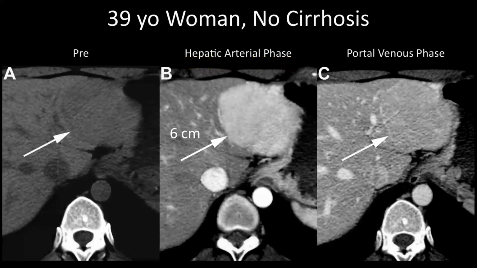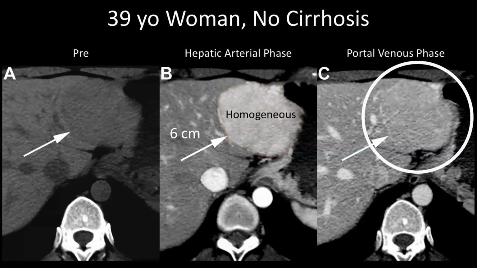And here's our prototypical example: a 39-year-old woman. This woman has no cirrhosis, and she has a 6-centimeter mass in her liver. And notice that this mass is enhancing, in this particular case, homogeneously. The whole thing is enhancing. This is diffuse AFI.